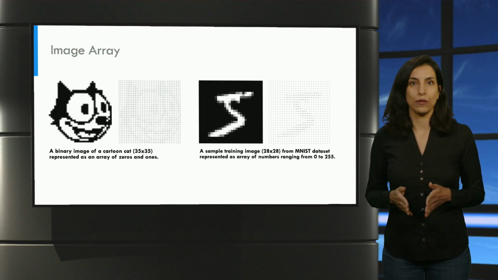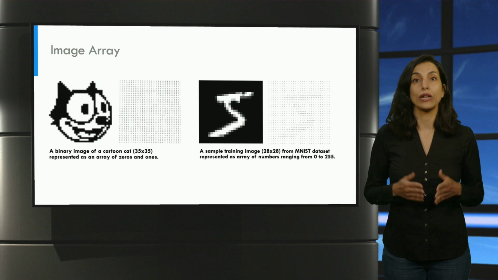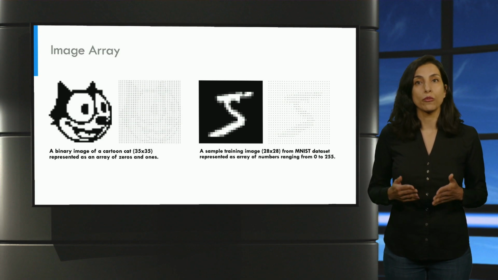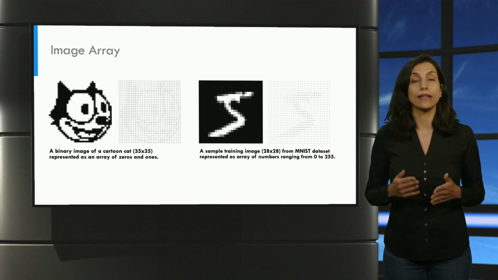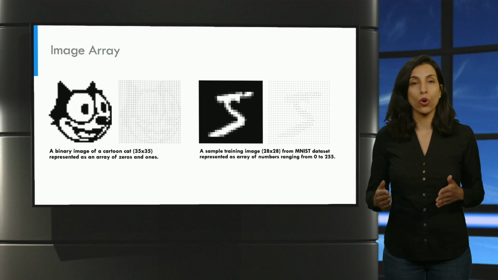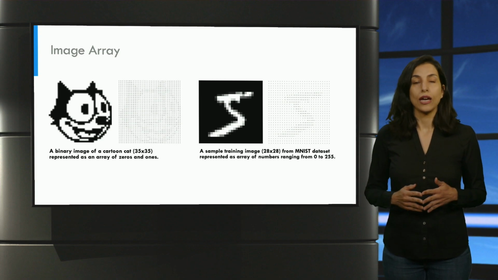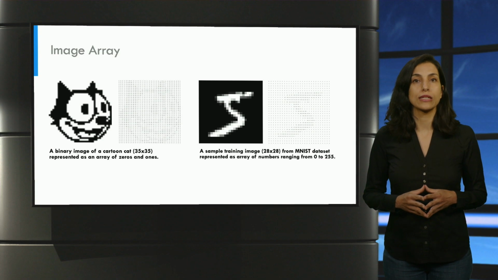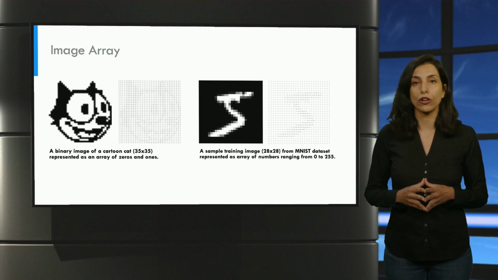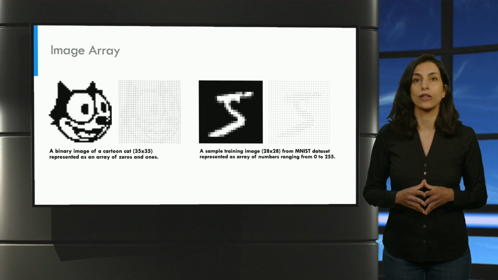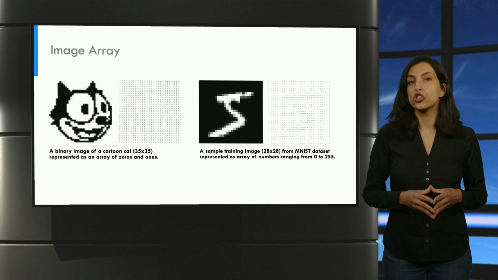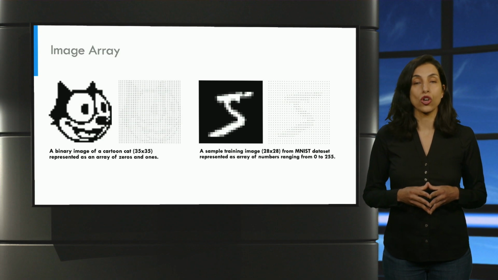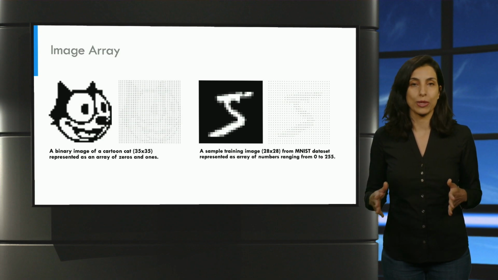Another colorless image is a grayscale image, where instead of binary values of zeros and ones, the image information is encoded in 8 bits. In other words, the pixel can take values between 0 to 255. This is a sample of MNIST dataset, a very well-known machine learning dataset of handwritten digits. A grayscale image, as you can see, shows a shade of gray because of the wider range of numeric representations.